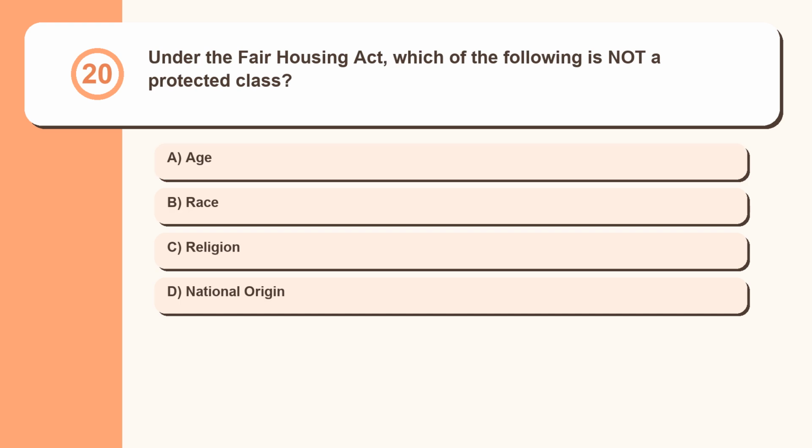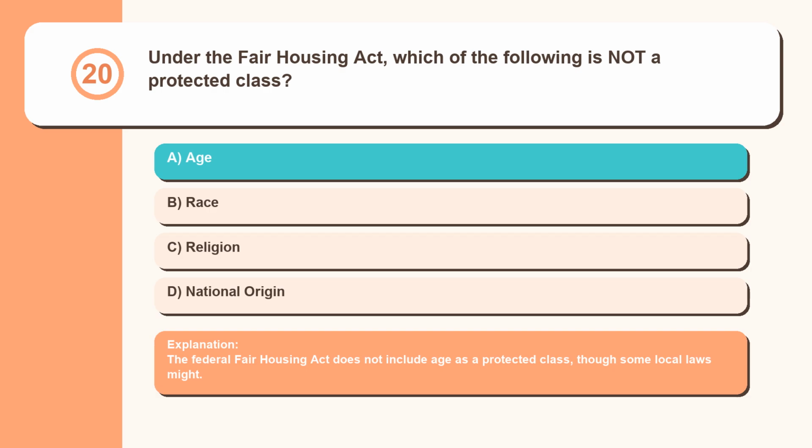Question 20. Under the Fair Housing Act, which of the following is not a protected class? Age, race, religion, national origin. The Federal Fair Housing Act does not include age as a protected class, though some local laws might.